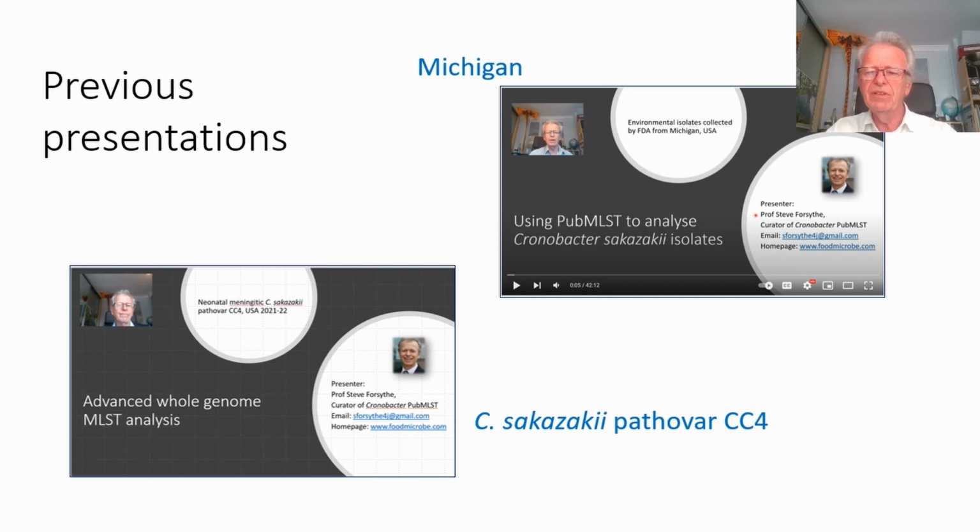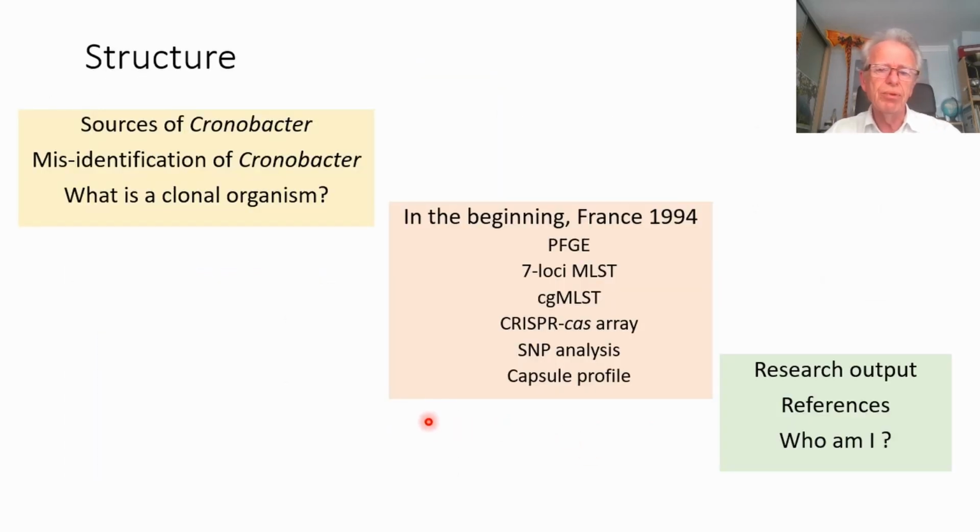So this one is going to focus on a broader range of techniques. There's going to be overlap. As usual, I will go off in small tangents. So the structure, we're going to look at the various sources of Cronobacter, which we know about. How Cronobacter gets misidentified, I think, is a very important issue to address in any study. I want to address what is a clonal organism, so you're aware of that.